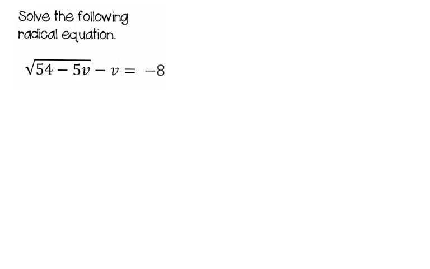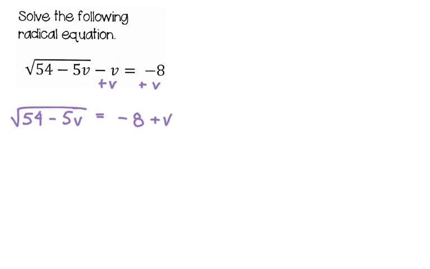So this one is another square root problem where our first step, even if it wasn't a square root, if it was any root, is we want to isolate the root. So we're trying to get this piece by itself, the square root of 54 minus 5v. So what I'm going to do first is add v to both sides. So that will leave me with square root of 54 minus 5v, all under a square root, equals negative 8 plus v.